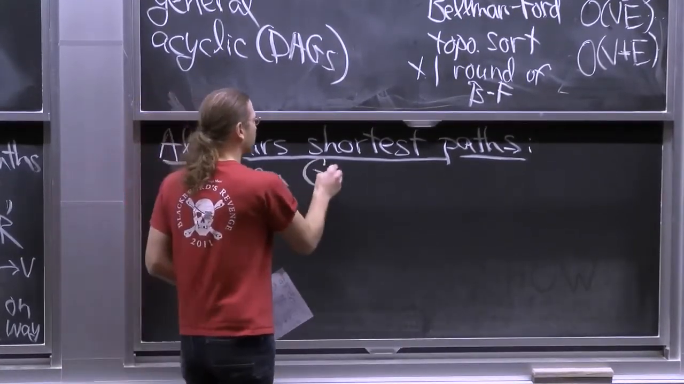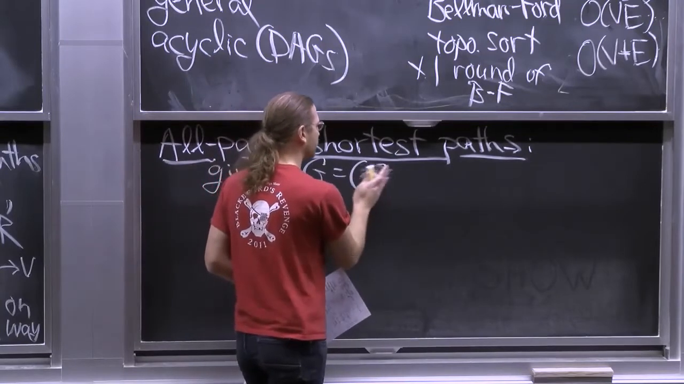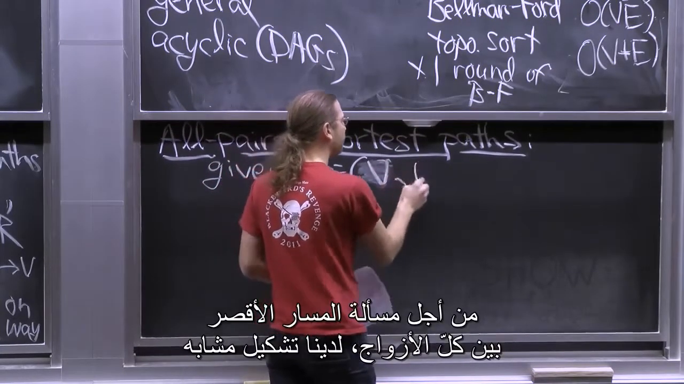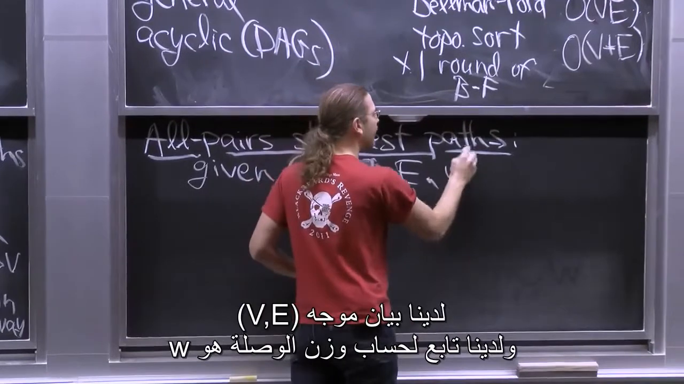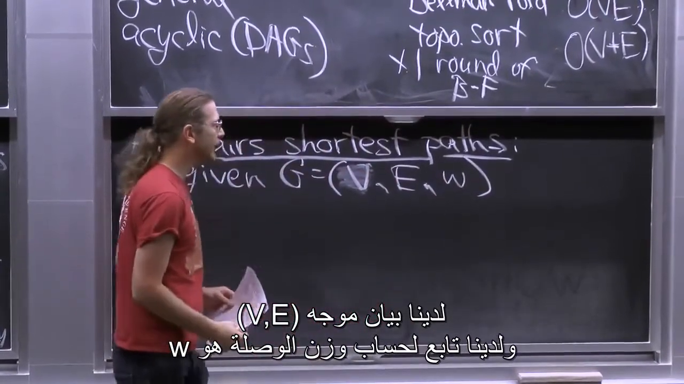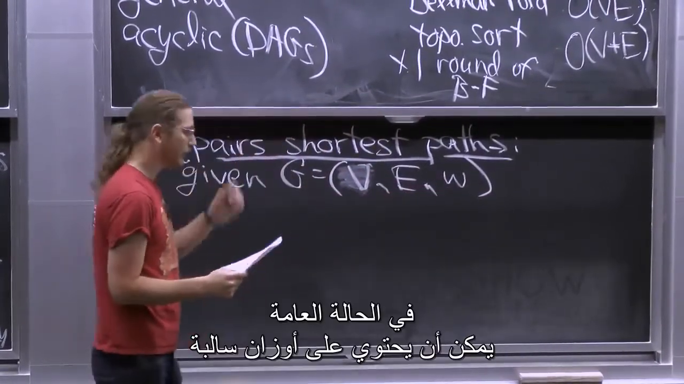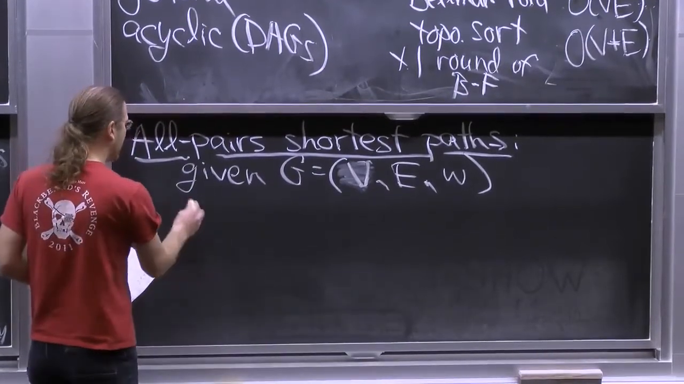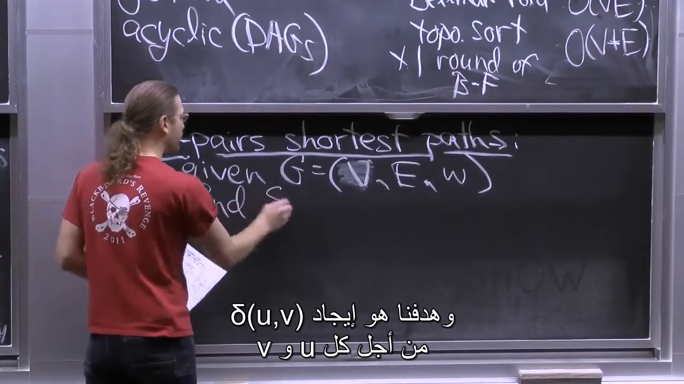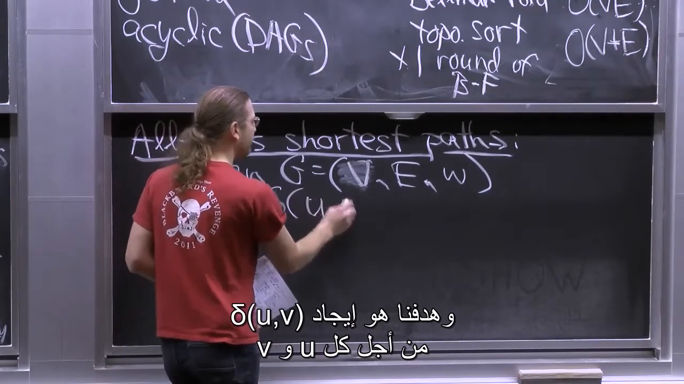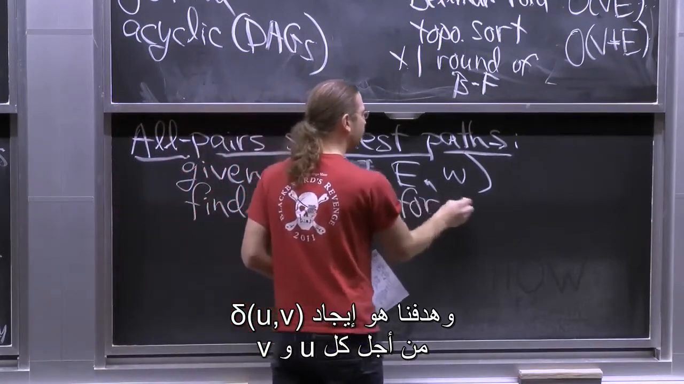So for all pairs shortest paths, we have a similar setup. We have a directed graph, V, E, and we have an edge weight function W. In general, it could have negative weights. And our goal is to find delta of u comma v for all u and v.